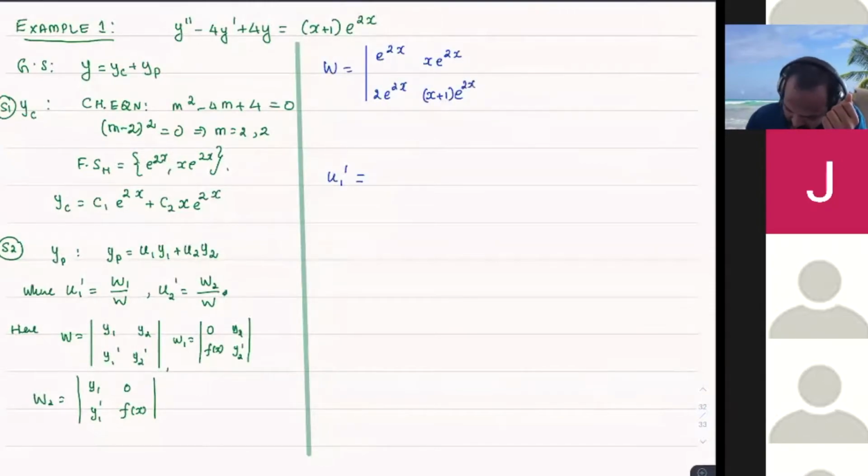If you do the product rule, that's what you would have. And then you do the determinant, this is going to be x plus 1 e to the 4x minus 2 times x e to the 4x, right? Minus 2 times x e to the 4x.